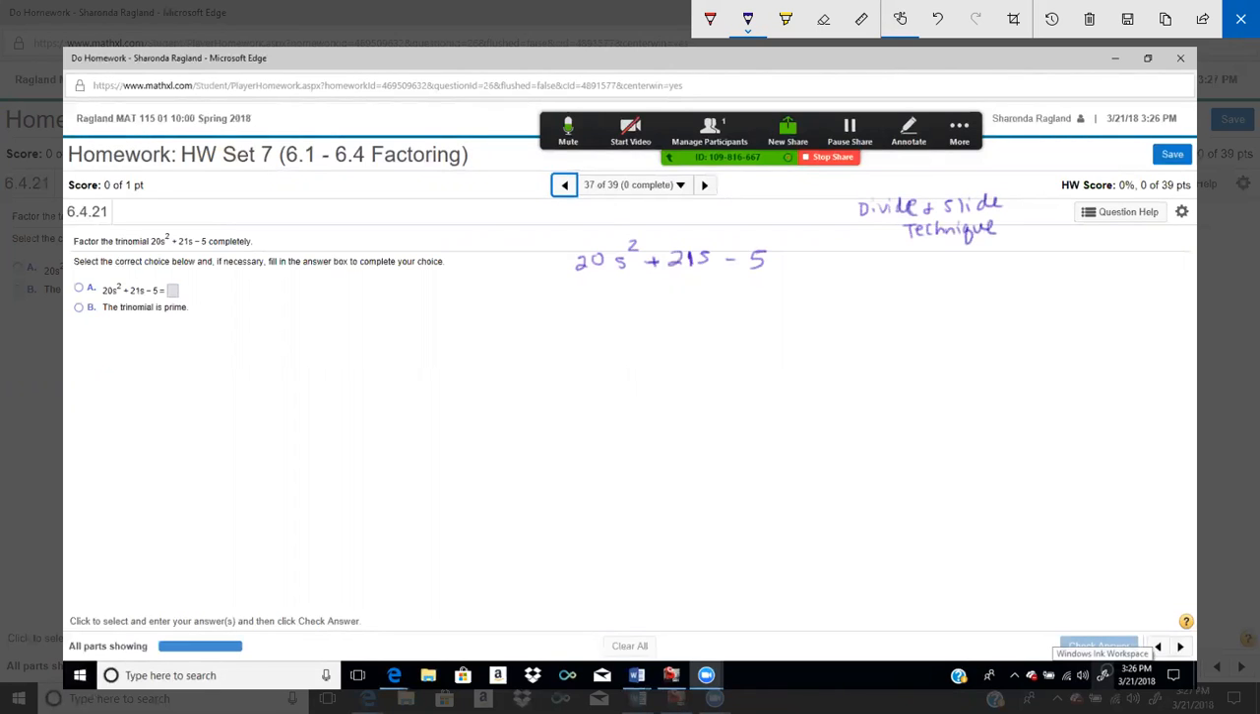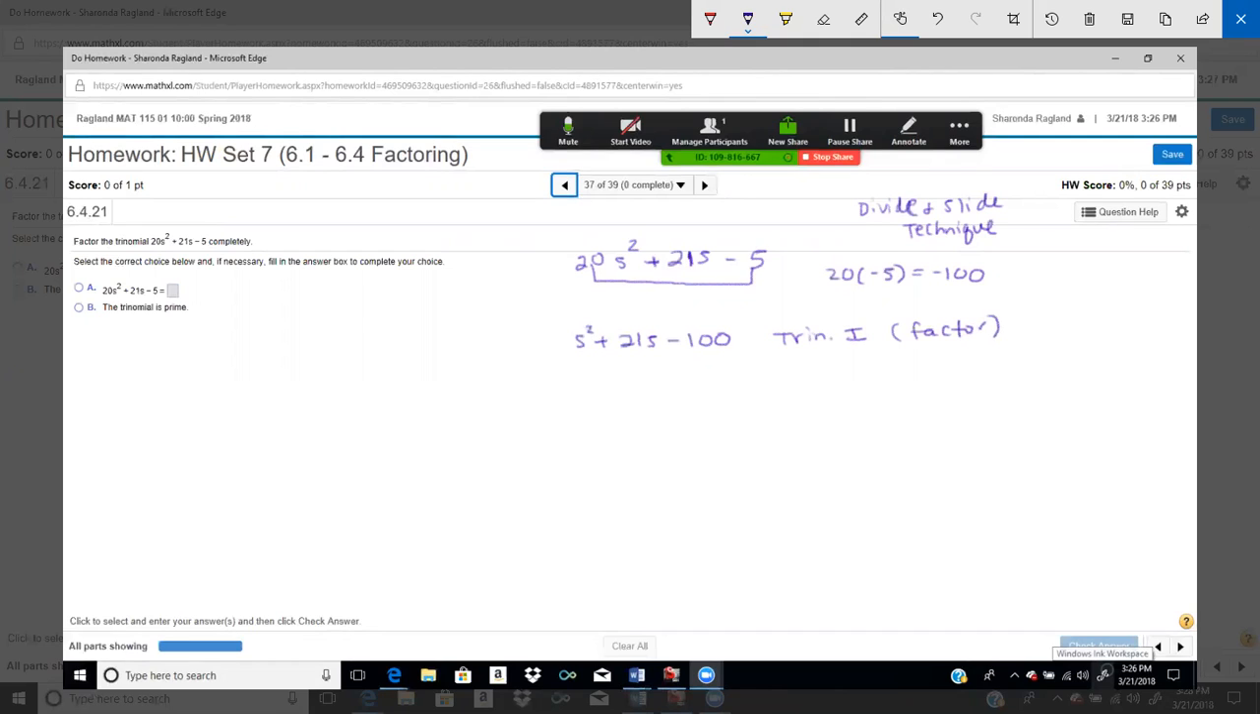So again, we want to multiply A times C. So you got 20 times negative 5 equals negative 100. Rewrite as a trinomials 1. And so that becomes s squared plus 21s and then minus 100. So now it's a trinomials 1, okay? Okay, factor.